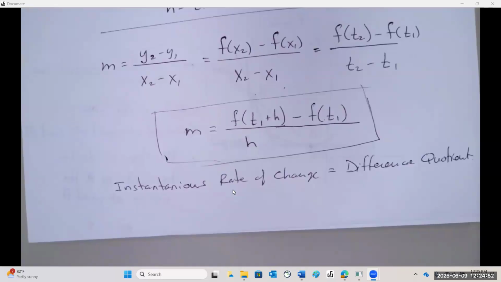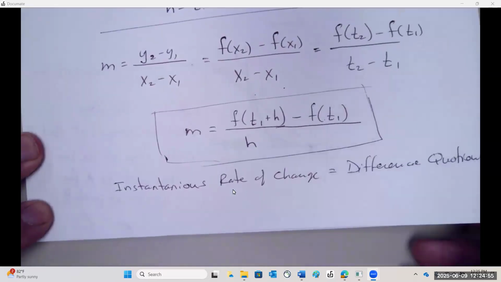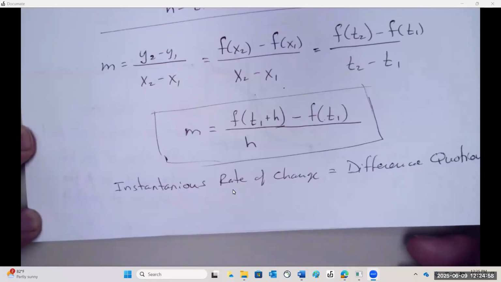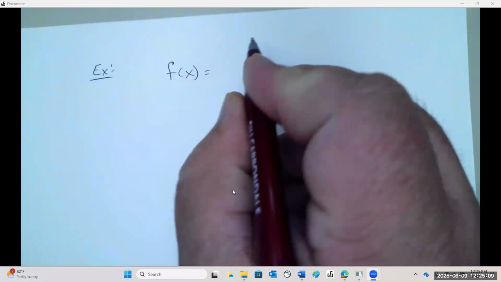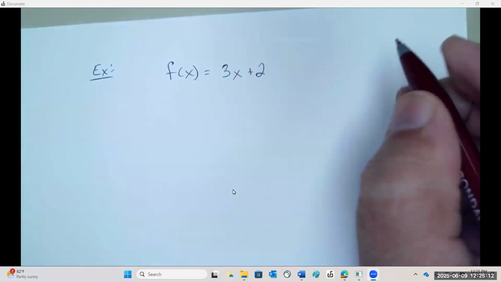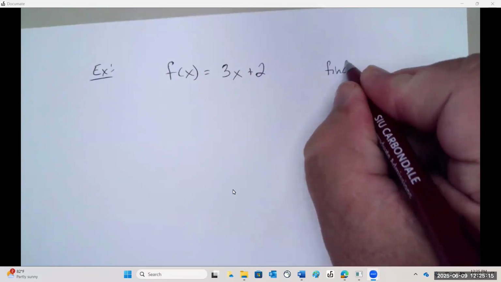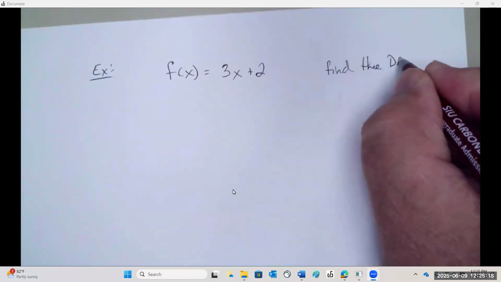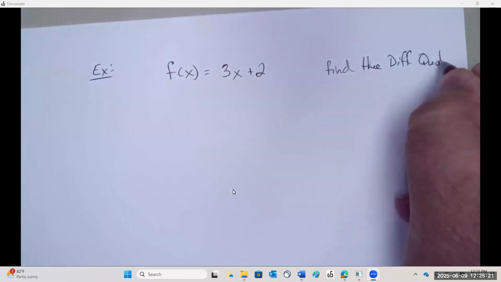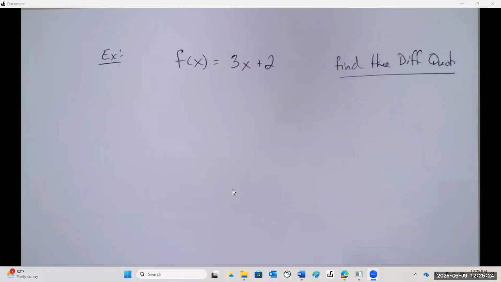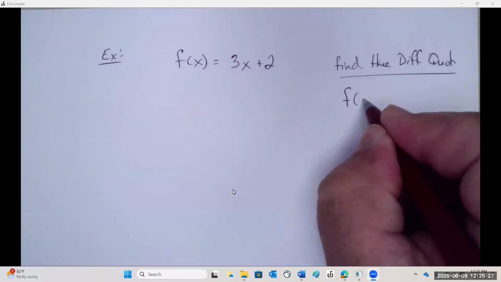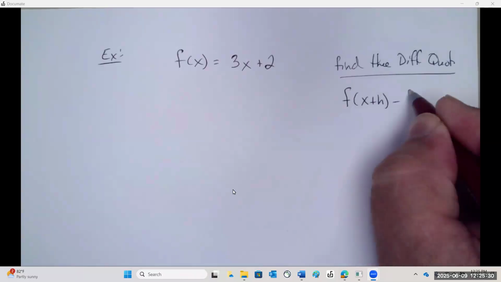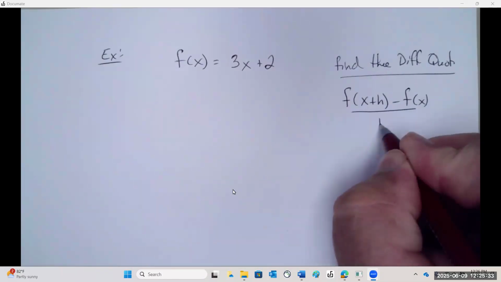Let's practice this from algebra. Okay, here's an example. f of x equals 3x plus 2. Find the difference quotient, which is f of x plus h minus f of x all over h. That's the difference quotient.